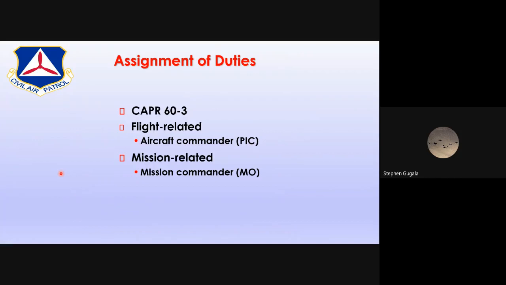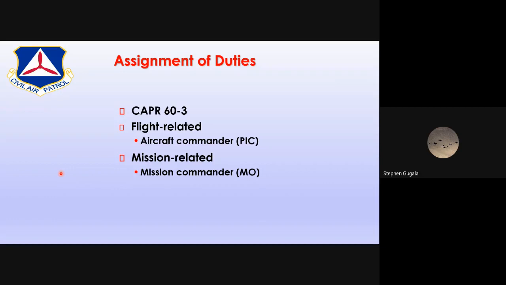Assignment of duties. In an effort to promote crew resource management, CAP 60-3 starts to outline the duties. For example, we talked about this in the beginning of the course. The aircraft commander is the pilot in command, or the bus driver, that's the pilot. The mission commander oftentimes is the mission observer.